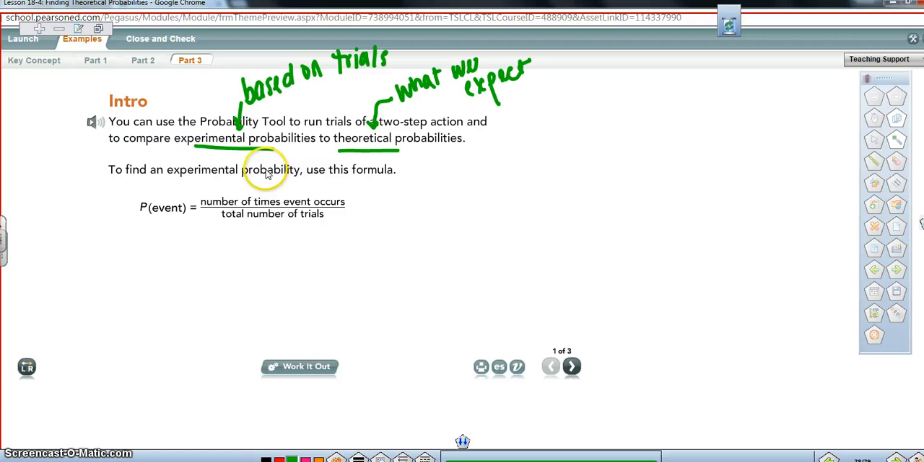To get an experimental probability, we would take the number of times the event occurs divided by the total number of trials. So it's very similar to theoretical, but it is based on trials, or what we call an experiment.